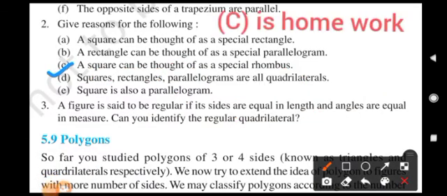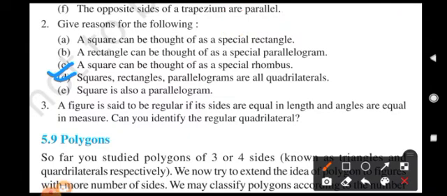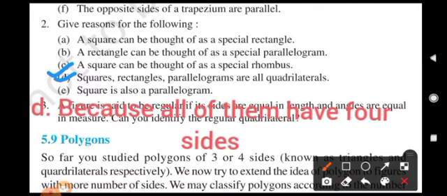Now D: square, rectangle and parallelogram are all quadrilaterals. Yes, all are quadrilaterals, isn't it? What is a quadrilateral? Any figure with four sides. Square has four sides, rectangle has four sides, parallelogram has four sides. So they are all called quadrilaterals because all of them have four sides.